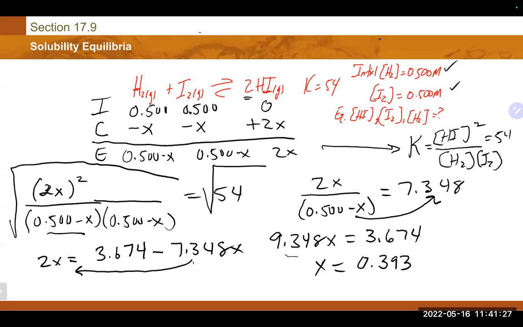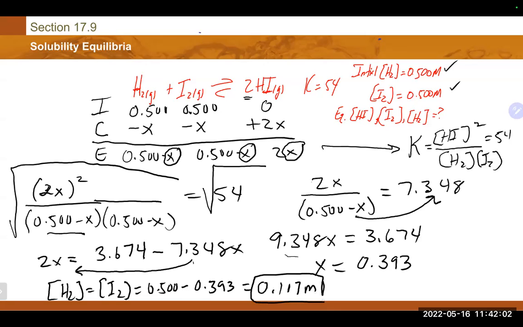That in this case is not our answer, right? That is just the value of X in each of these equilibrium parts. So to find our concentration of H2, which would equal our concentration of I2, it is 0.5 minus our X, which is 0.393. That gives us for those two guys 0.107 molar. And for HI, it is 2 times X, which would then give us 0.786. And those would represent our equilibrium concentrations for each of these guys at equilibrium.